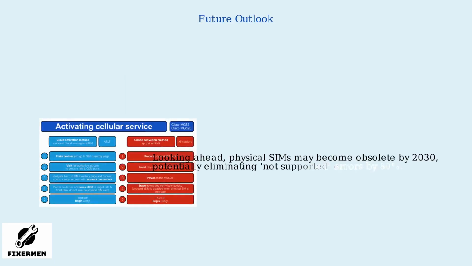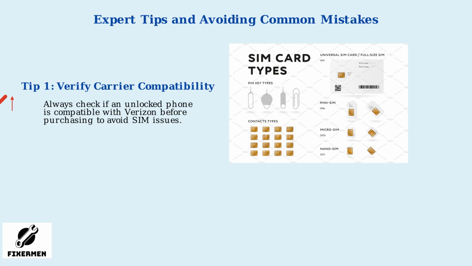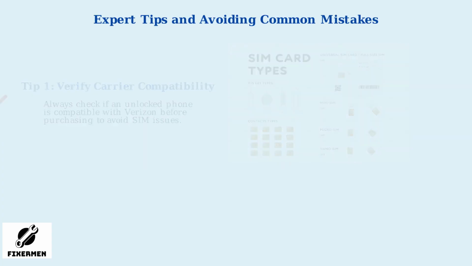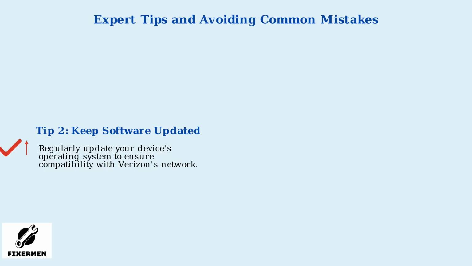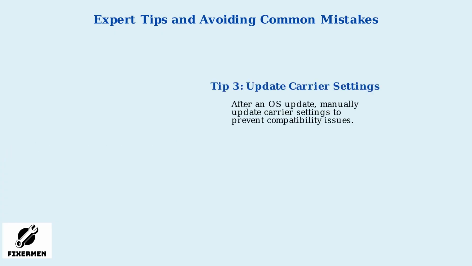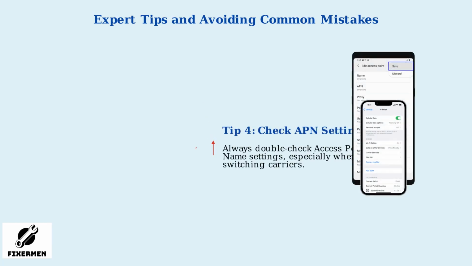Looking ahead, physical SIMs may become obsolete for major carriers by 2030, with eSIM becoming universal. This could eliminate not supported errors by up to 80%, as per industry analysts. Experts recommend always verifying carrier compatibility before purchasing unlocked phones to ensure they work with Verizon's network. Also, ensure you're keeping your device software updated, as outdated operating systems can cause compatibility problems. A common mistake is neglecting to update carrier settings after an OS update, which can cause compatibility issues with Verizon. Always double-check APN settings, especially when switching carriers, to ensure proper network connection.